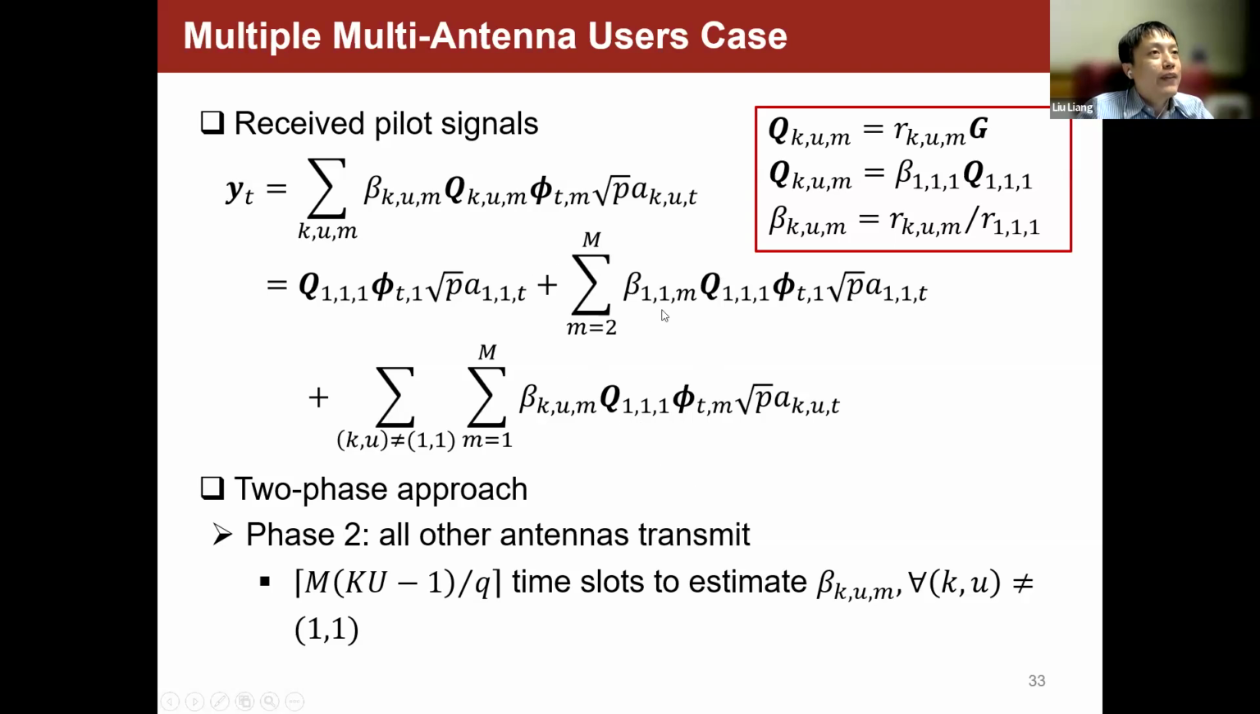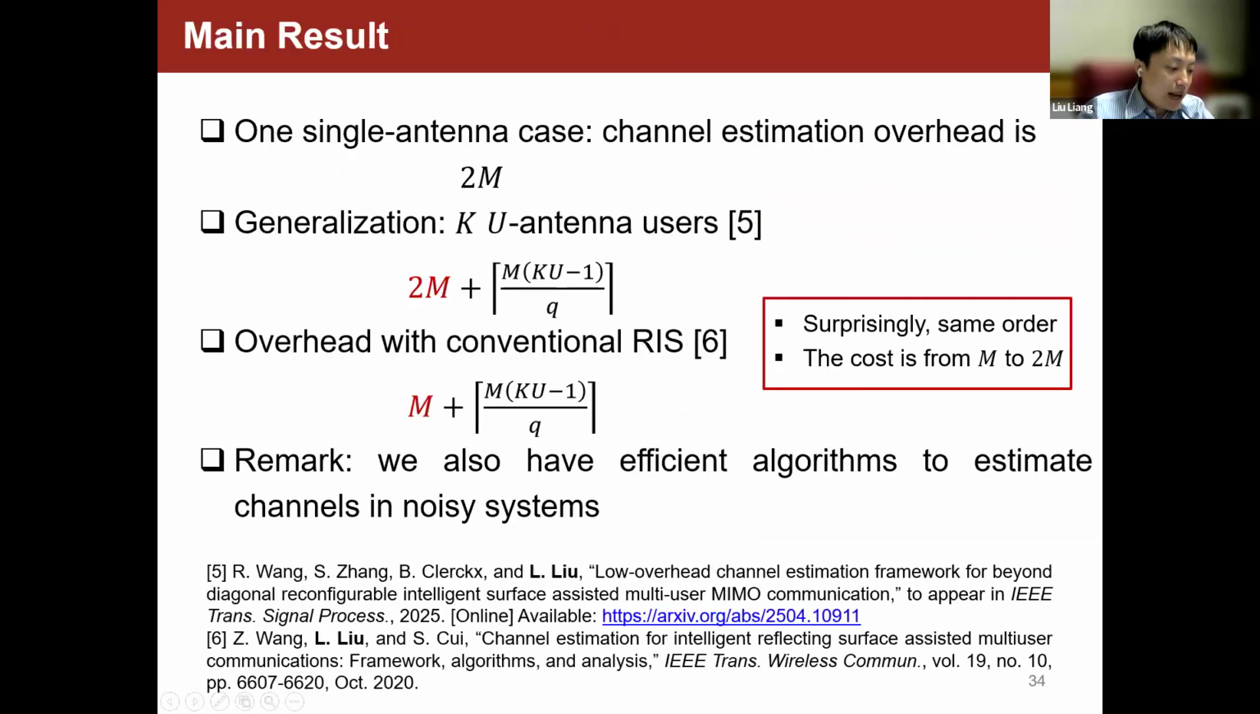After we know Q11, we can show how many time slots are needed to estimate beta for all the other antennas. Due to the time limitation, I will skip these results. But based on our approach, if we have k users, each user has u antennas, and we have arrays consisting of m elements, with one base station with n receive antennas, then in the uplink, this is the channel estimation overhead.